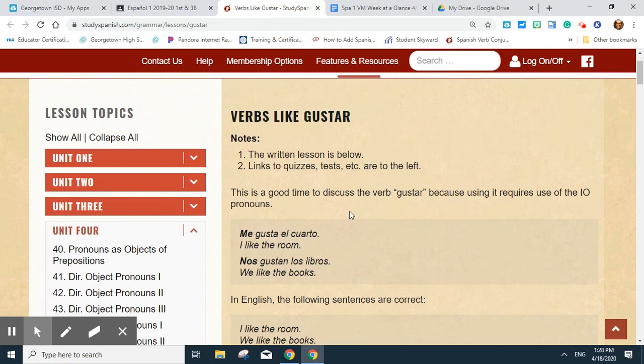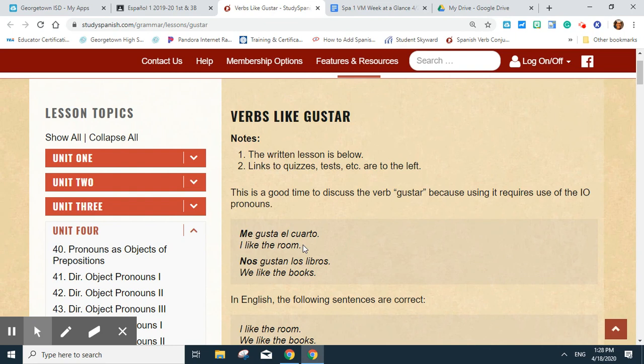This is a good time to discuss verbs like gustar, because it requires the use of an indirect object pronoun. If we don't remember what an indirect object pronoun is, it answers to whom or for whom. It talks about who the action of the verb is performed for. So let's take a look here.